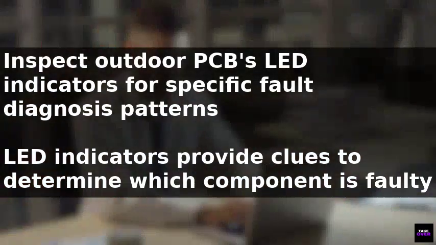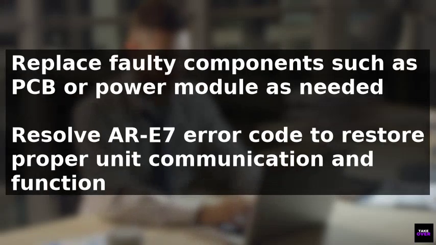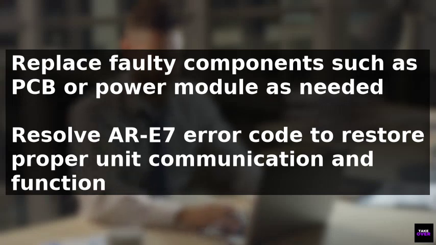If both LEDs are on, either the outdoor or indoor PCB is faulty, so replace one and then the other if the error persists. If both LEDs are off, the outdoor PCB or power module is faulty and requires replacement.